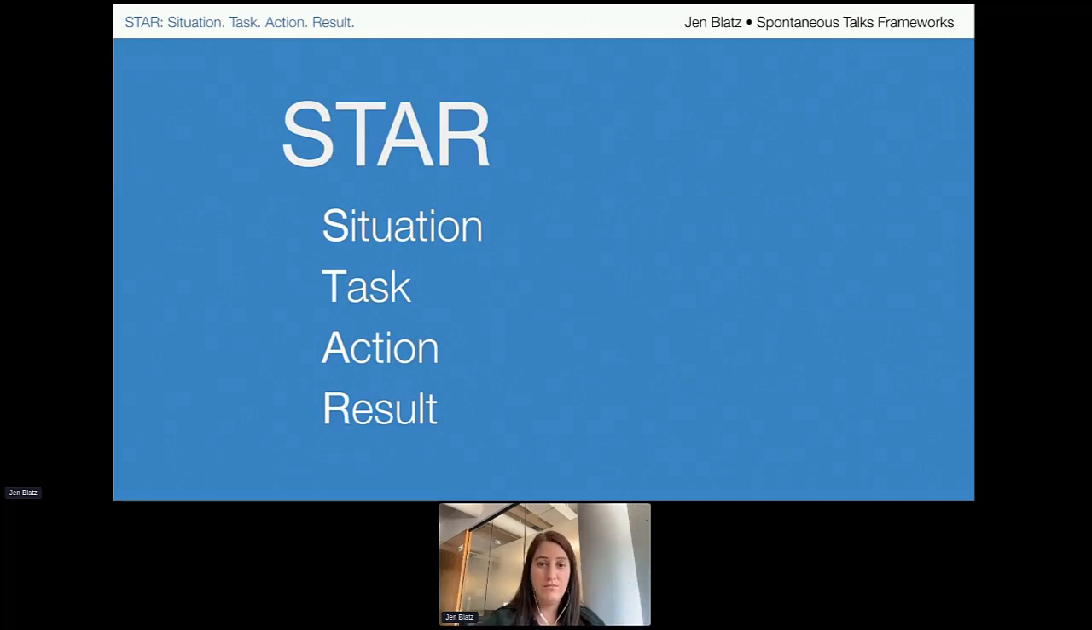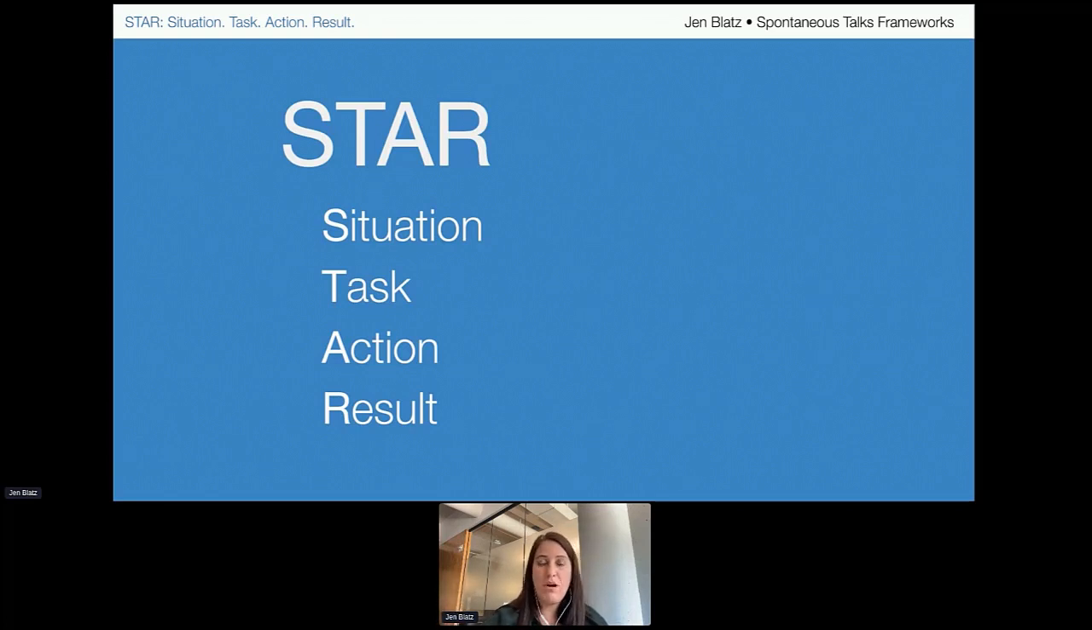So situation, is that context, that background information. Just enough for them to understand what's going on. You don't have to go on and on with these frameworks. Keep it brief and concise. T is the task, and that is what needs to be done. You tell them what needs to be done and why it needs to be addressed. Action is what you did, maybe how you did it. You could talk about what tools you used, maybe, or what approaches you took to solve that problem.